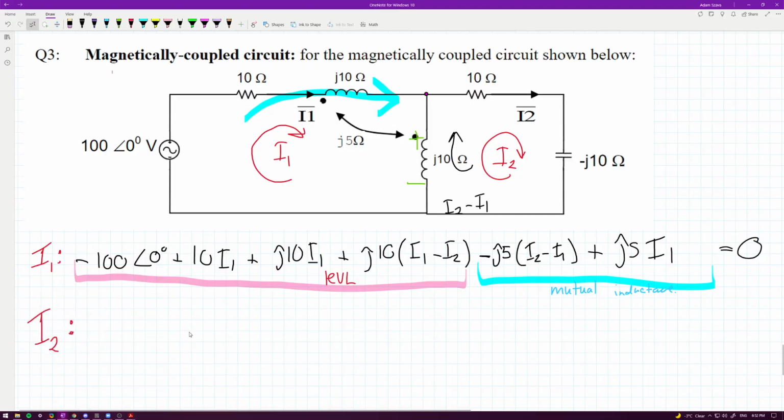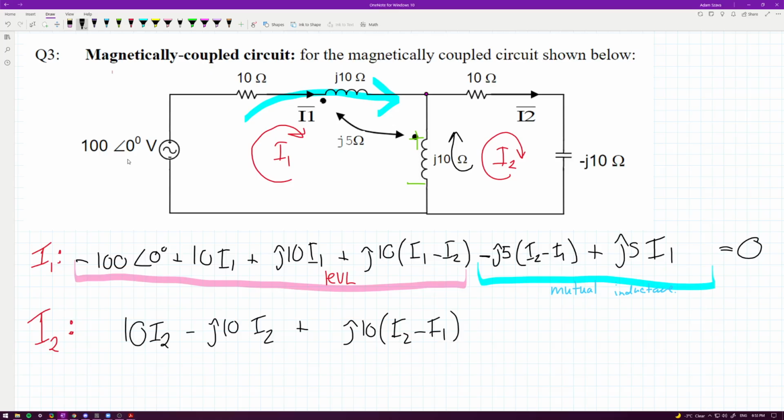I'll ignore the mutual stuff for one second, and here it's going to be a simpler one. So it's going to be just 10I2 minus j10I2. Okay, then we have plus j10(I2 minus I1). Okay, and now we just have to count. So that's our regular KVL around that loop.